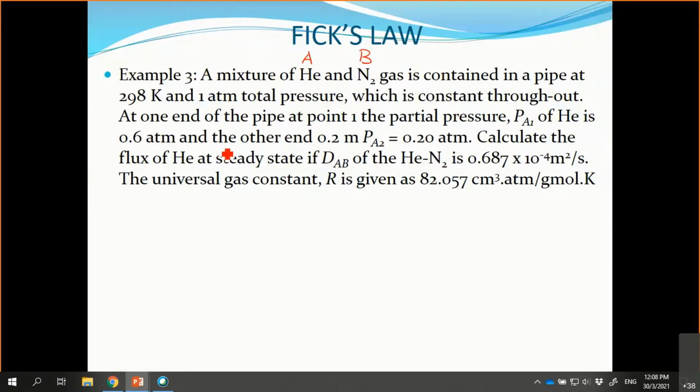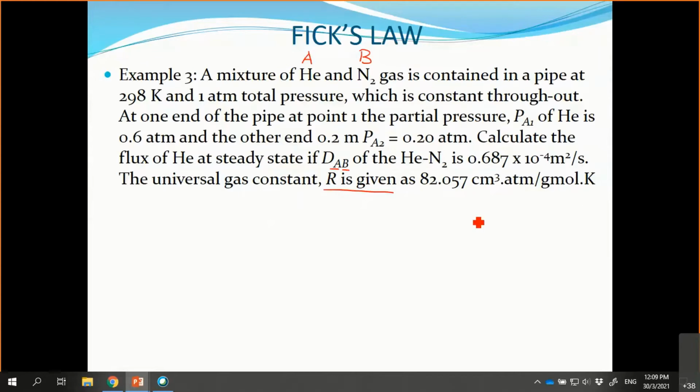Calculate the flux of helium at steady state if the diffusion coefficient DAB of helium into nitrogen, remember, we already discussed that AB here stands for helium into nitrogen, is 0.687 times 10 to the power of -4, okay? And then the universal gas constant R is given as 82.057. So this is actually a hint for you.